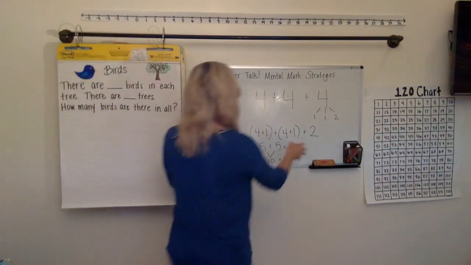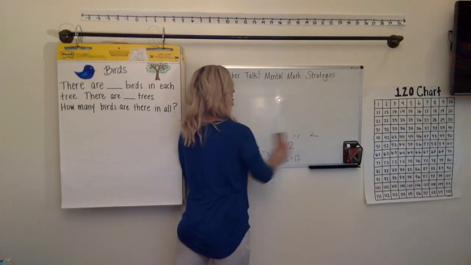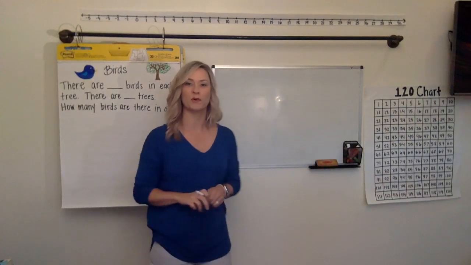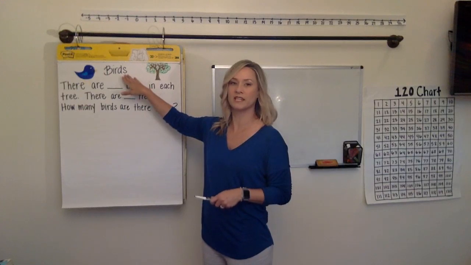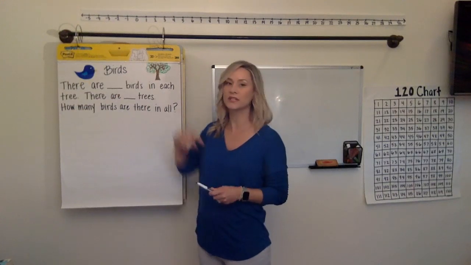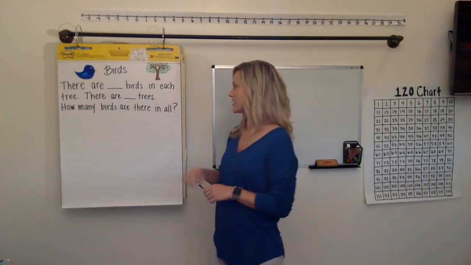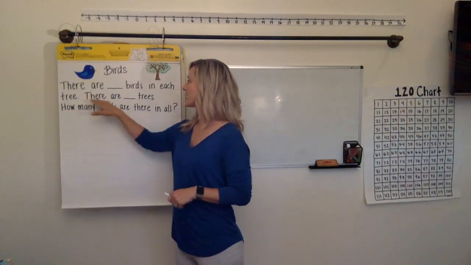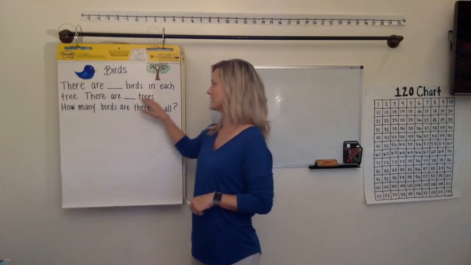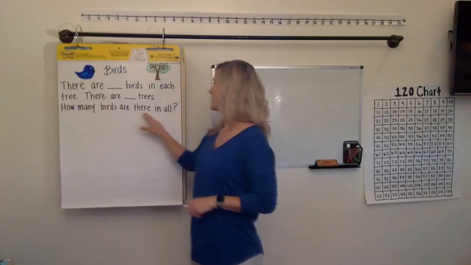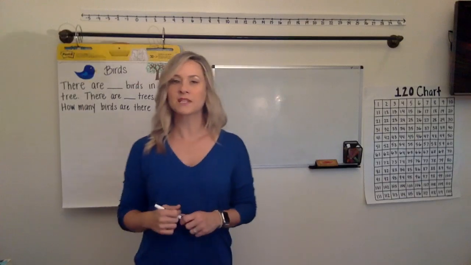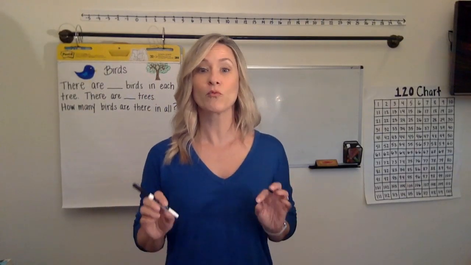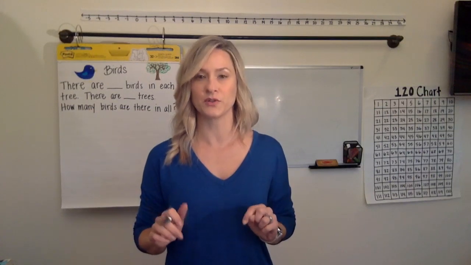Okay, so after I do that number talk with the kids, I'm going to move on to the story problem. In this story problem today, we're thinking about birds in trees. So the story goes like this. There are birds in each tree. There are trees. How many birds are there in all? And we want to stop to have the kid imagine what is happening in the story. That is one of the most powerful things we can do.